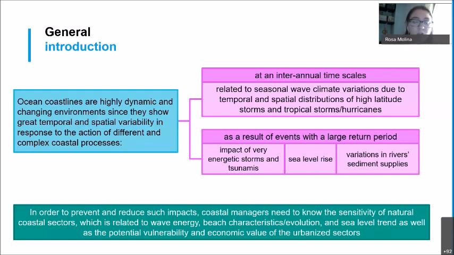In order to prevent and reduce such impacts, coastal managers need to know the sensitivity of natural coastal sectors, which is related to wave energy, beach characteristics and evolution, and sea level trend, as well as the potential vulnerability and economic value of the urbanized sectors. The main aim of this work is to evaluate the evolution, the present state, and the condition of beaches and dune systems of the Mediterranean Andalusia. And I use cartography generated and a detailed analysis of wave data.